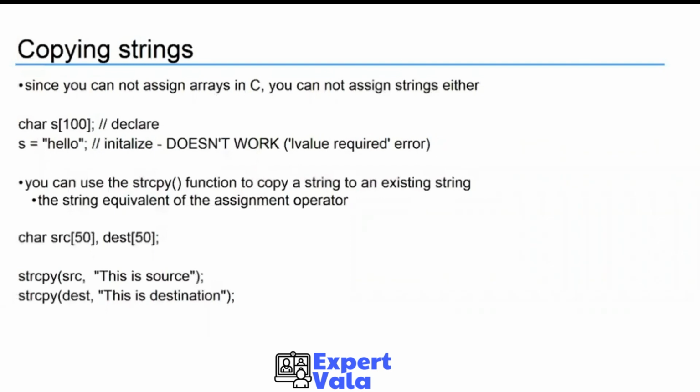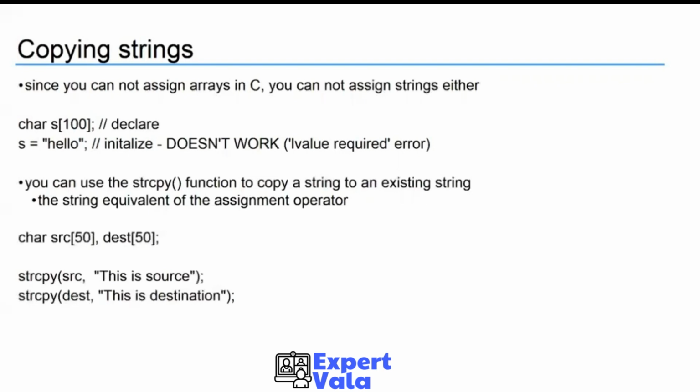If we declare two character arrays, source and destination, all we need to do is say strcpy, destination, source, and then whatever the source is, we can put in the string. You can also put variables in there if you wanted to copy those. But what we are doing here is the first parameter is where you are copying to, the second parameter is the string that you are copying. So source would have "this is source" inside of it, and destination would have "this is destination" inside of it after the strcpy call.